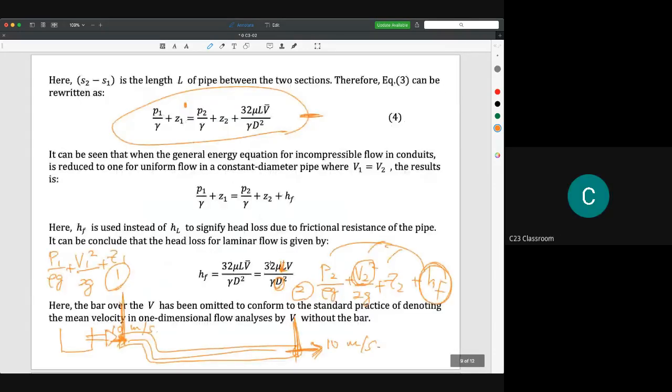So this equation is based on the real Bernoulli equation, because from this calculation we already get the value of HF. Here, HF is the frictional resistance.